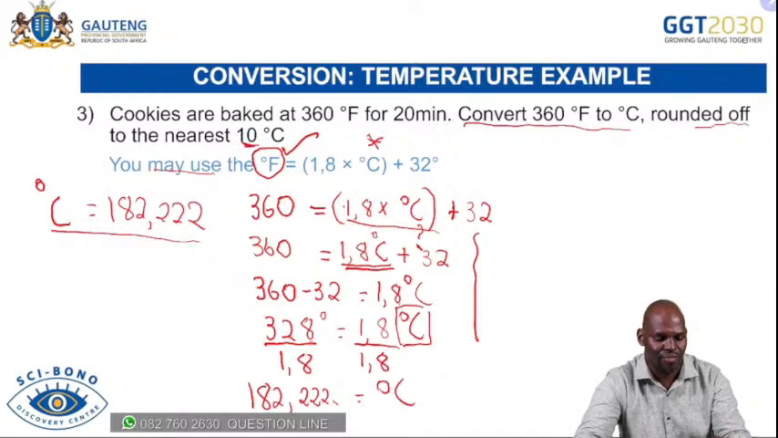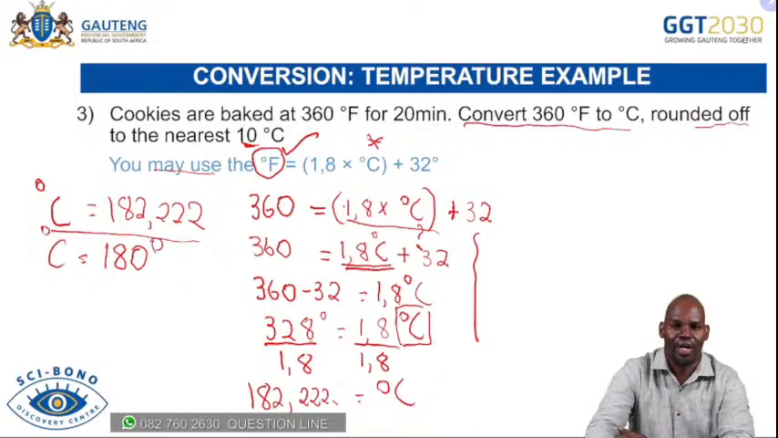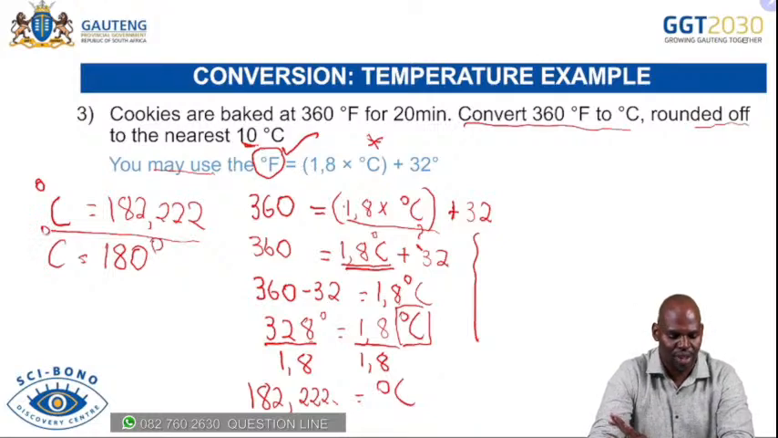To the nearest 10 means it's a number that is divisible by 10. How many times does 10 go into 182? You can see that there's going to be a remainder of 2. It's going to be 18 times. So to the nearest 10 is 180. So there's the temperature rounded off to the nearest 10 degrees Celsius. That means there's an extra mark for rounding as well.